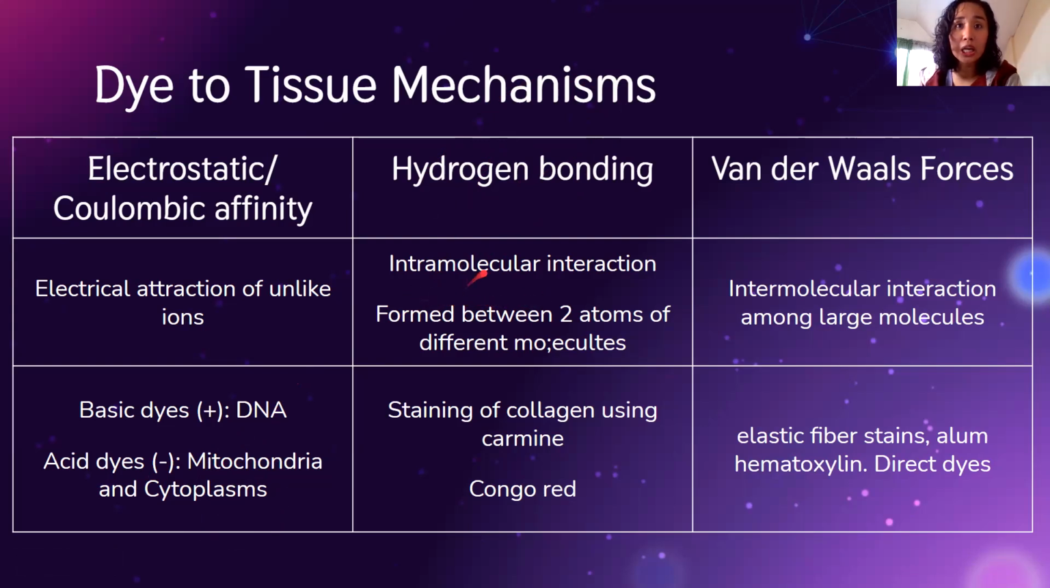Next, hydrogen bonding. This is an interaction when hydrogens are present, for example in carmine. Later we will discuss carmine from cochineal dyes. Congo Red. Then van der Waals forces. If you read Bancroft, guys, van der Waals forces are important intermolecular forces among large molecules. When there are two large molecules, they have an interaction with each other, called dipole-dipole interaction. Examples are direct dyes, which do not need a mordant. Alum hematoxylin needs a mordant, and elastic fiber stains.